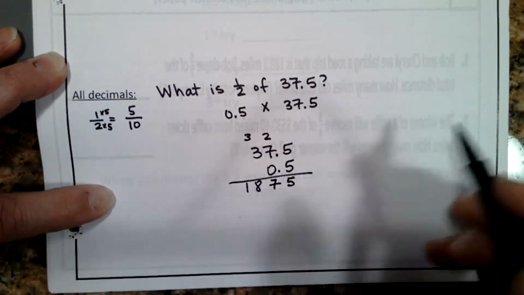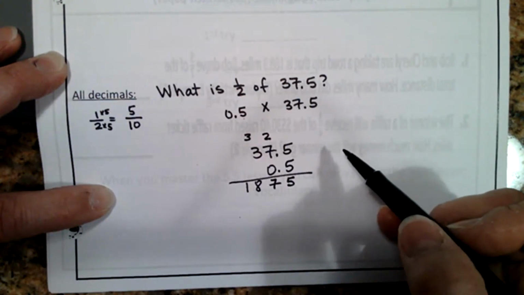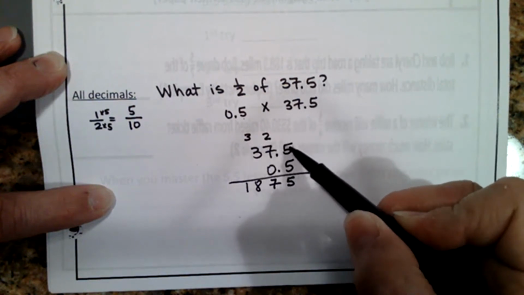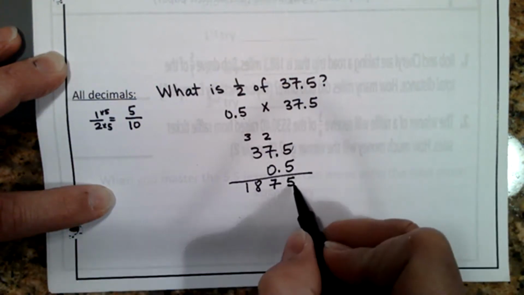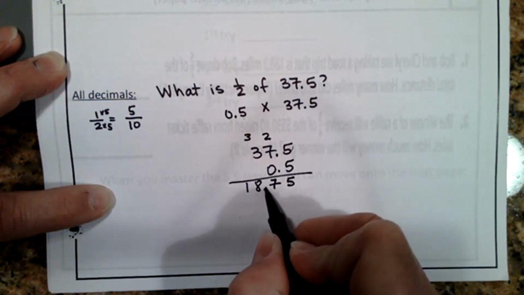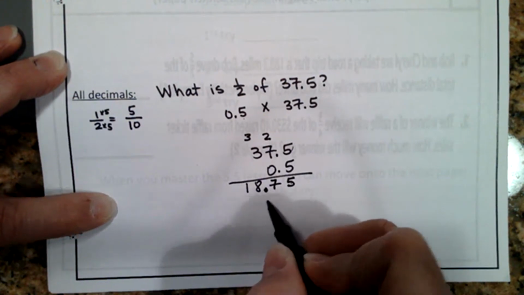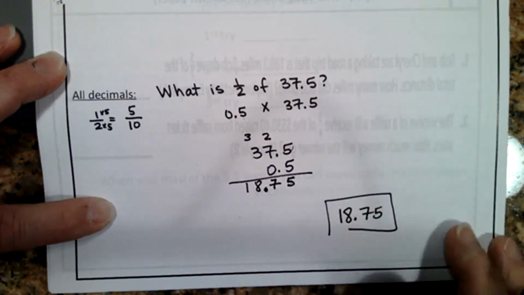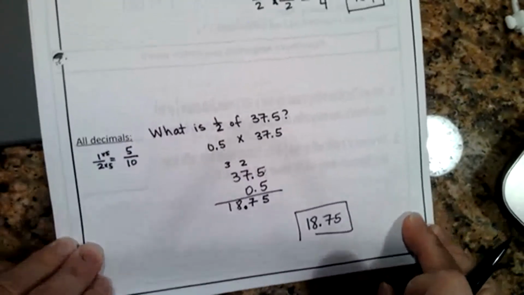Okay, so now I have to put the decimal in my answer. So what I do is I count how many decimal places are in the two factors. This factor has 1 decimal place. This factor has 1 decimal place. So that's 1, 2. So I'm going to start from here. I'm going to go 1, 2. I'm going to put the decimal right there. So now there are 2 decimal places in the answer. Okay. So the answer is 18.75.